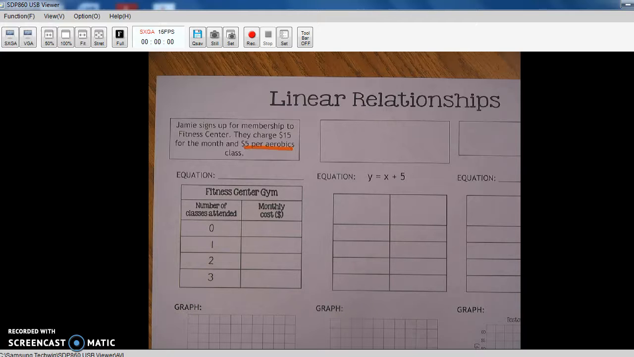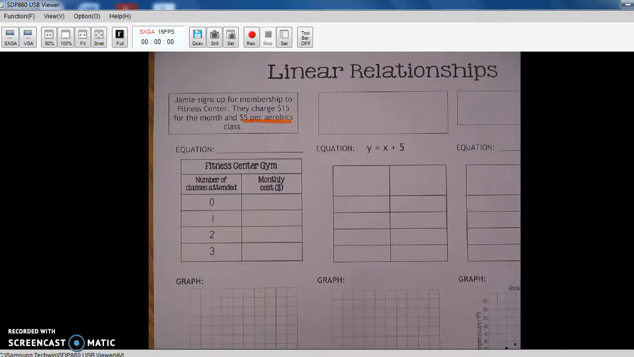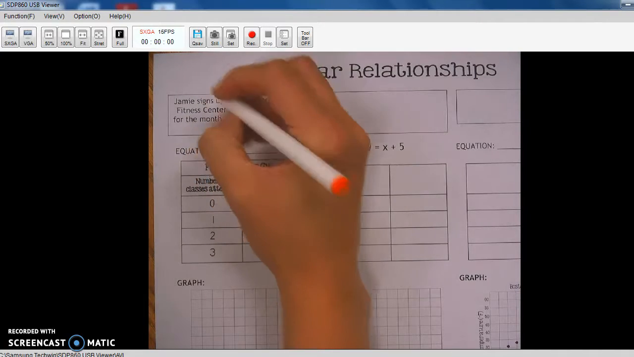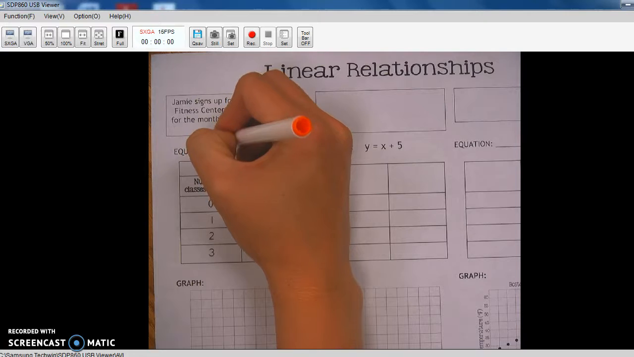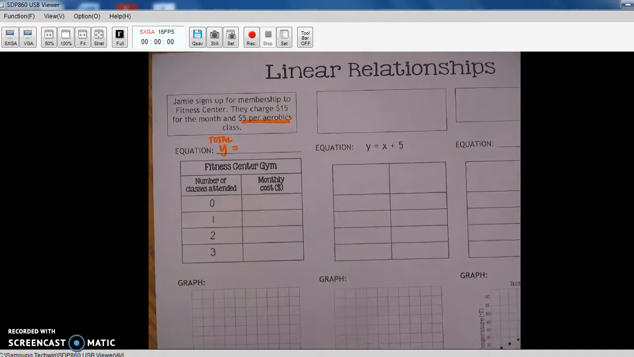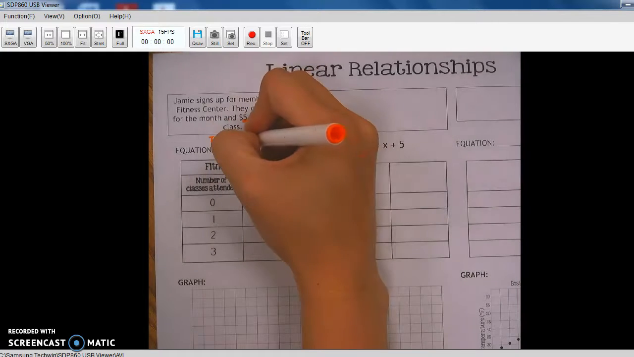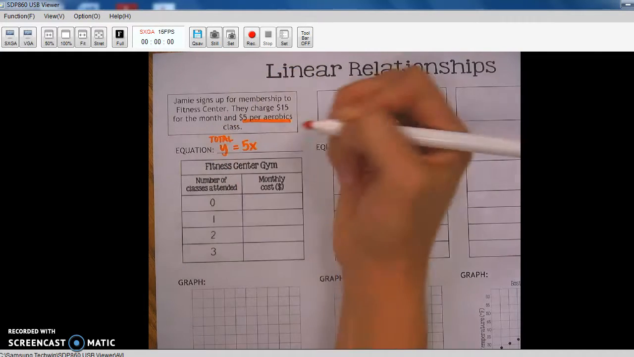So that can help me write an equation, because remember, when I'm writing an equation, I know my rate of change is what I'm multiplying by x. So we're using y to represent the total cost for her month, including everything. So if I say y, the total cost equals, well, she's got to pay $5 per class. We don't know how many classes she's going to go to, so remember we're using x to represent that. So $5 per class x.